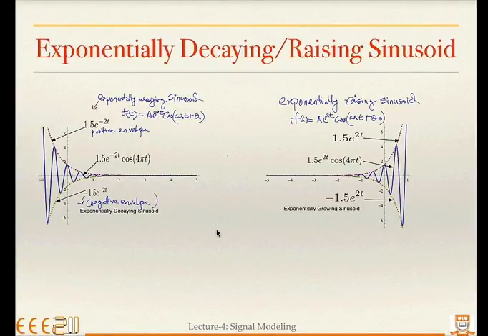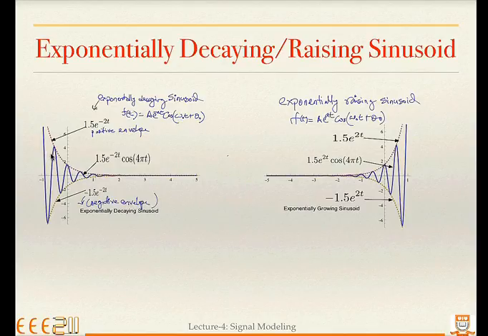Here you see a signal which is exponential and sinusoidal, but whose amplitude is decreasing with respect to time. This is a time domain signal, and the general equation is of this nature. You have a product of two functions: one is the exponential signal e to the power minus at, and another is a cosine signal with a phase theta naught and frequency omega naught.